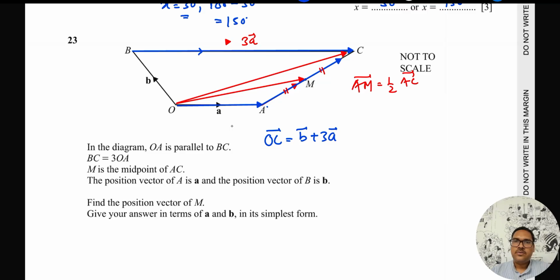So you can see here, we have already got OC vector. We know OA vector, so I can easily find AC vector. What is AC vector? Let's write AC vector.